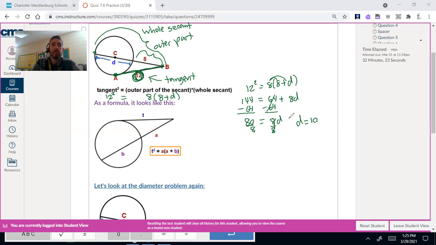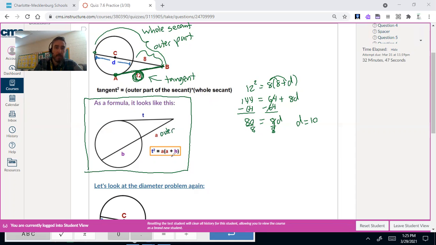So it's a little faster than doing the Pythagorean theorem, right? You do the tangent squared equals the outer part of the secant times the whole secant. So the generic way to write that formula is this. A lot of times you see it like t squared equals a times the quantity a plus b. That's what that means. So a is the outer part. A plus b is the whole secant. And then that t is your tangent. Same formula, just with letters instead of words.